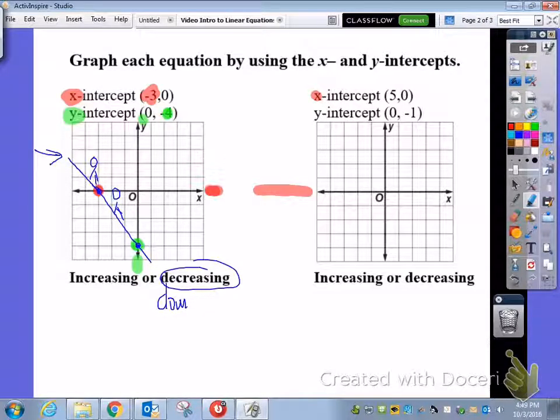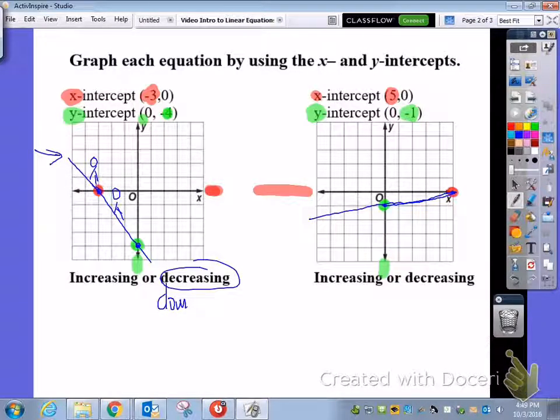The next one, so the x-intercept, remember this is your x right here. So I want to go to positive 5. So 1, 2, 3, 4, 5. This is positive 5. And the y-intercept, this is the y. I want to go to negative 1. So I go down to negative 1. And so now I'm going to connect those dots. Okay, so there's your line.